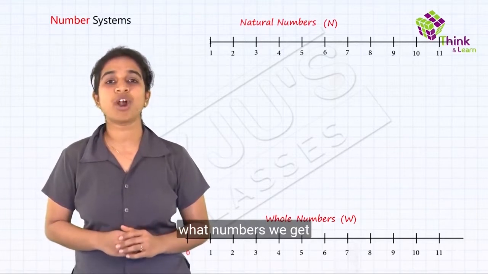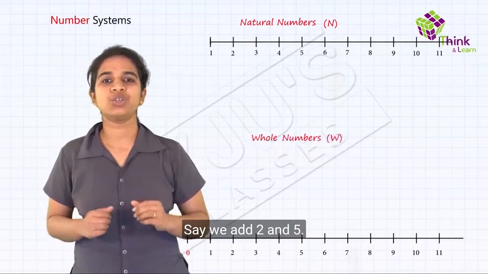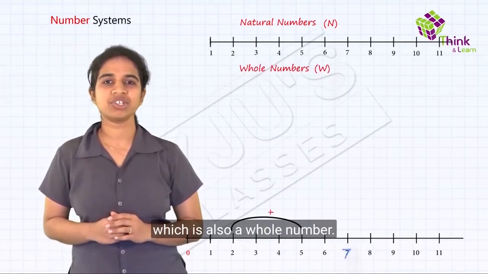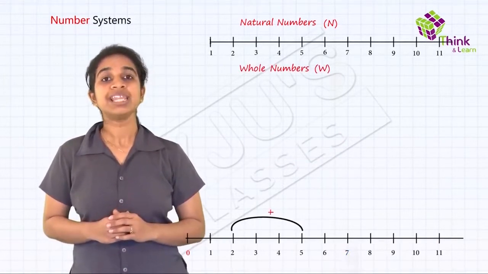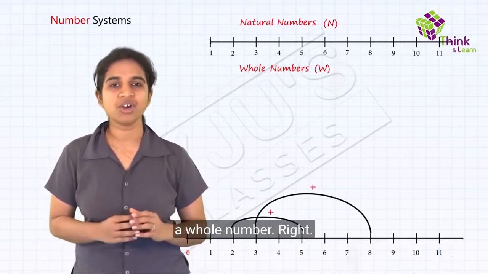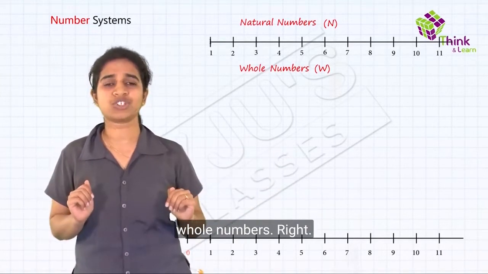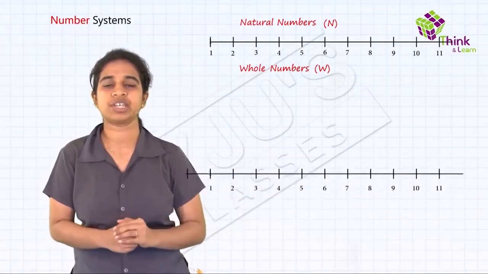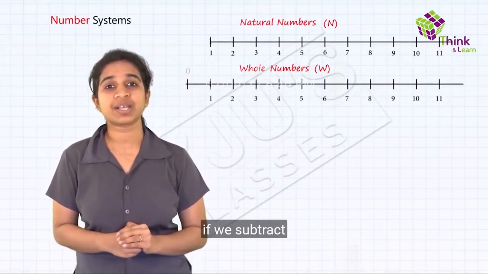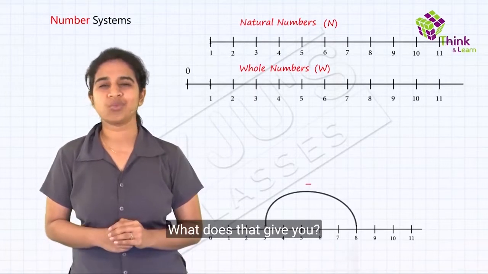Let's now see what numbers we get by adding 2 whole numbers. Say we add 2 and 5. We get 7, which is also a whole number. Try 3 plus 8. That gives you 11, which is again a whole number. So adding whole numbers is still giving us whole numbers, so we can still work with this. Now what happens if we subtract these 2 numbers instead? We do 3 minus 8. What does that give you?